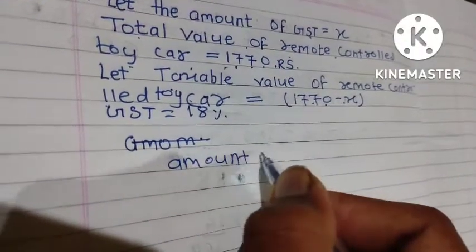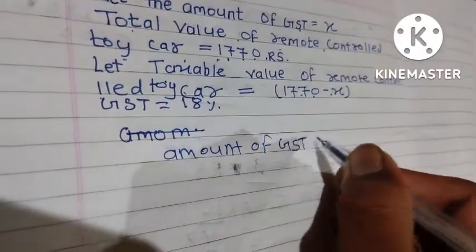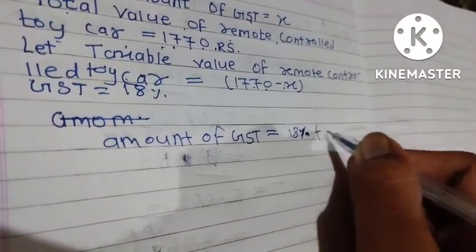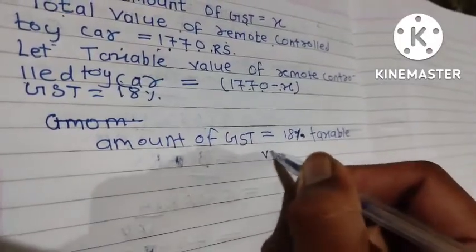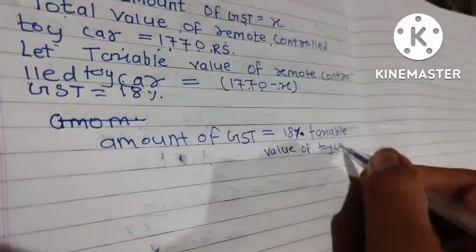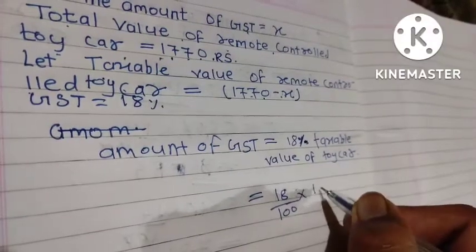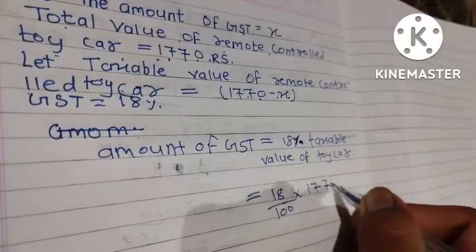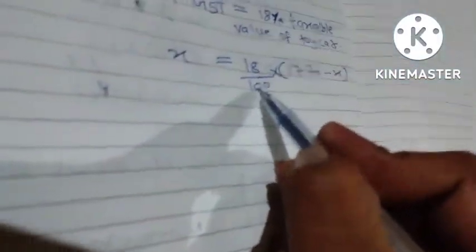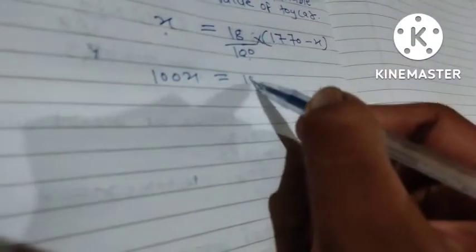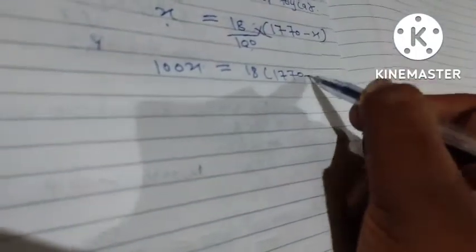The amount of GST is equal to 18% of the taxable value of the toy car, which is equal to 18 upon 100 into (1770 minus X). Here 100 is in division. When it comes to this side, it will get multiplied with the X. So 100X is equal to 18 into (1770 minus X).